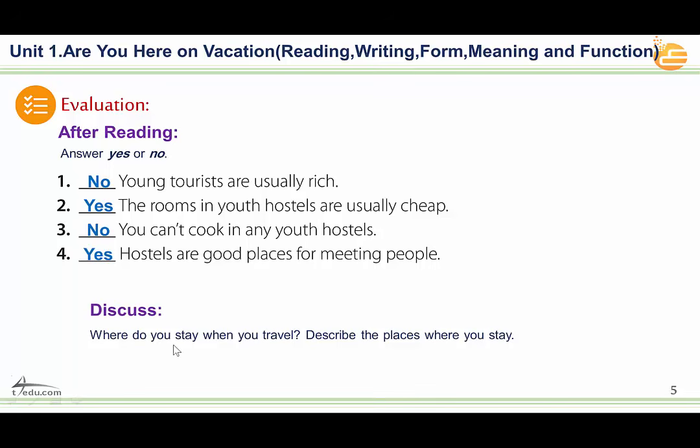Discuss. Where do you stay when you travel? Where do you stay? What about you? Okay, so for me, for example, I stay at hotels because this is the easiest one that I can get to. Okay, describe the places where you stay. Can you describe the place where you stay?